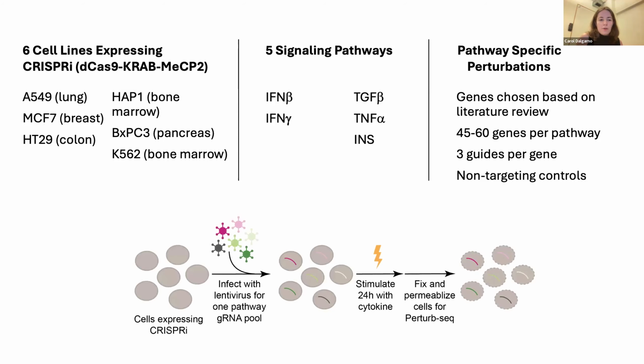To prepare these samples, we start with cells that are expressing CRISPRi and then infect with lentivirus for 1 pathway guide RNA pool at a time. And then we stimulate with the matching cytokine for that perturbed pathway for 24 hours before fixing and permeabilizing the cells to perform Perturb-seq.